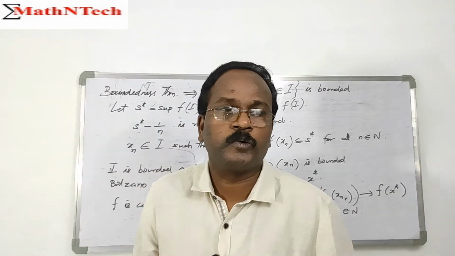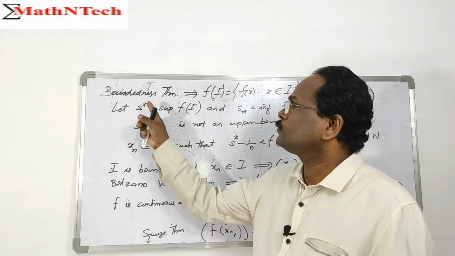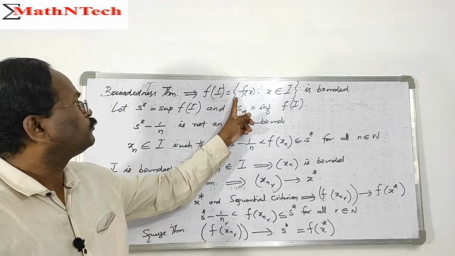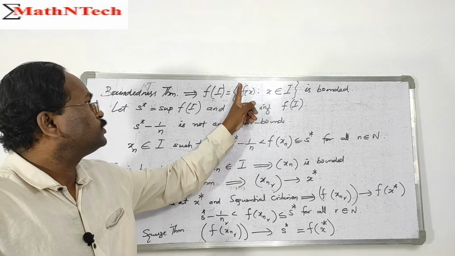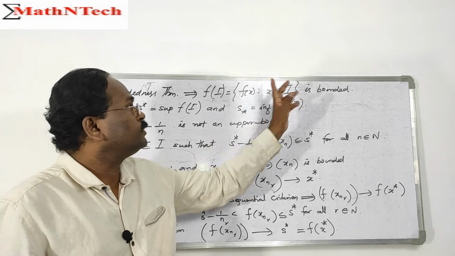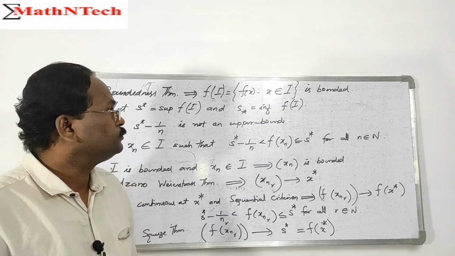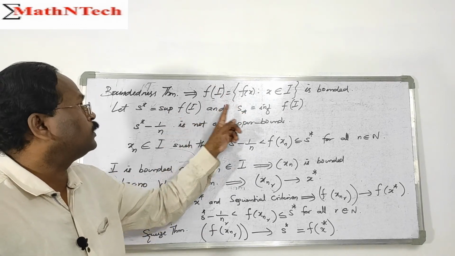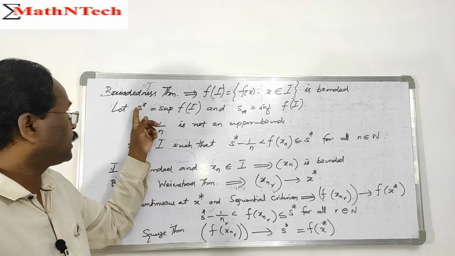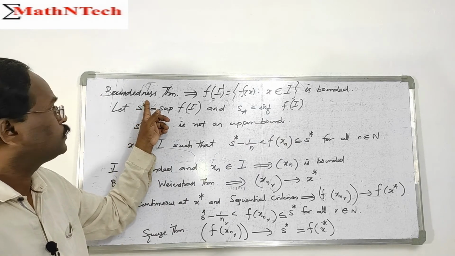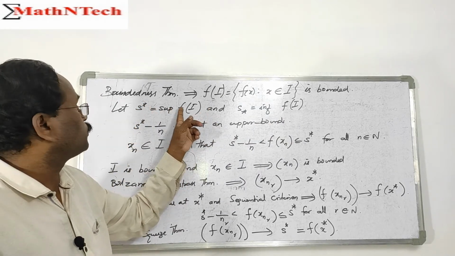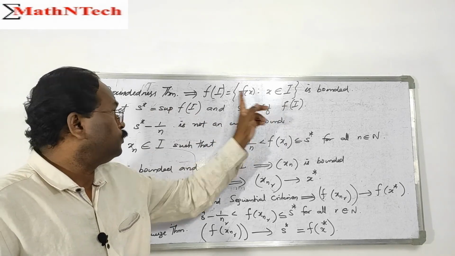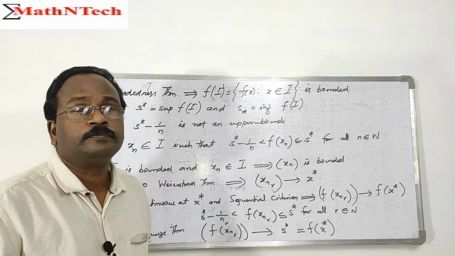So note the proof. Boundedness theorem implies the set f of I, that is the set of f of x with x element I, is bounded. f of I is bounded, so it has a supremum value and an infimum value, say s star superscript equal to supremum and s star subscript equal to infimum value of the set f of I.